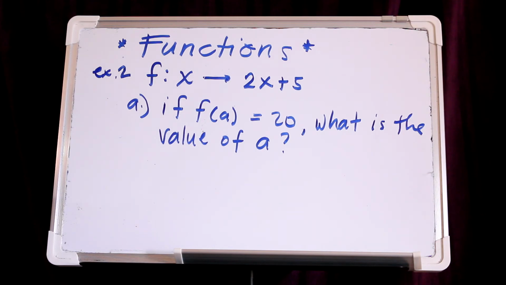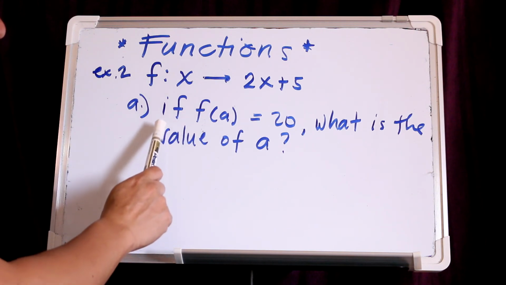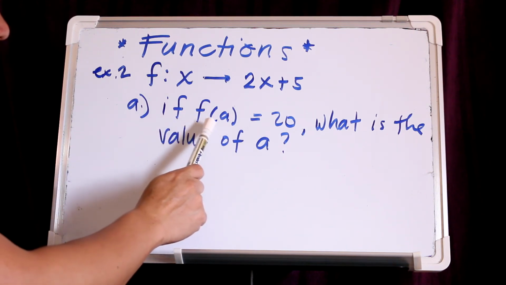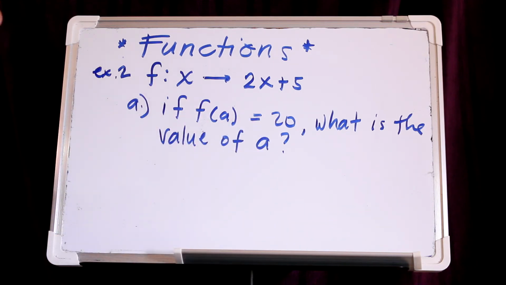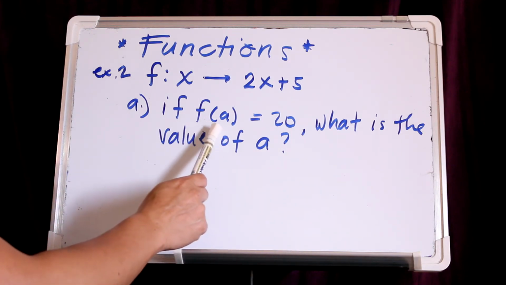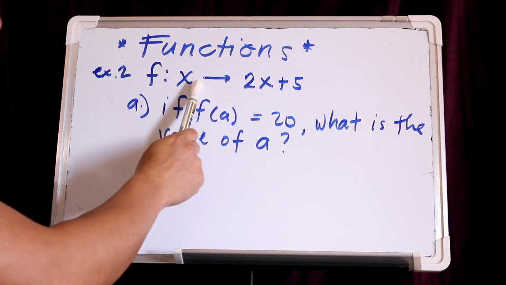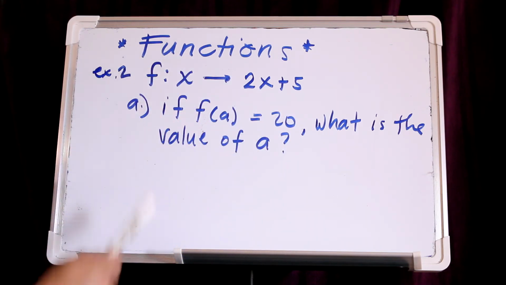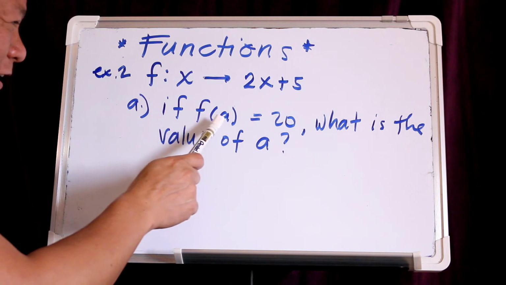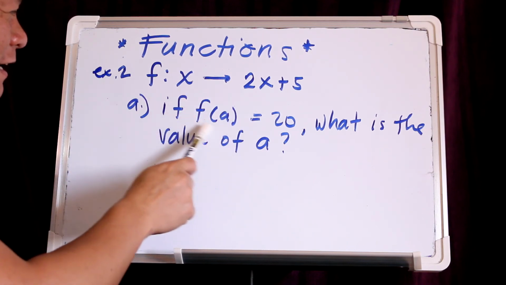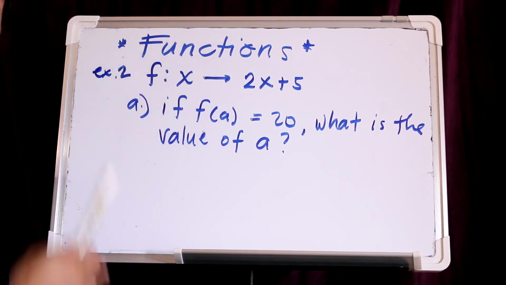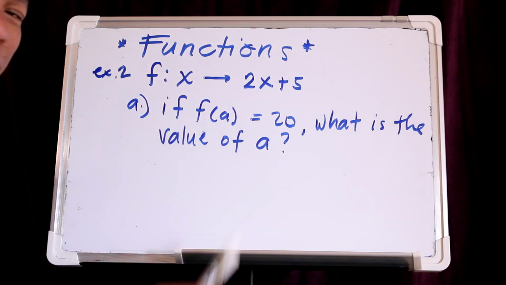So in the question it says, this function, f of a, is equal to 20, what is the value of a? So you need to find a. This means that this side right here, f of a, is equal to 20. Alright? So we did not write 20 inside because we mean that the whole left hand side of the equation is equal to 20.